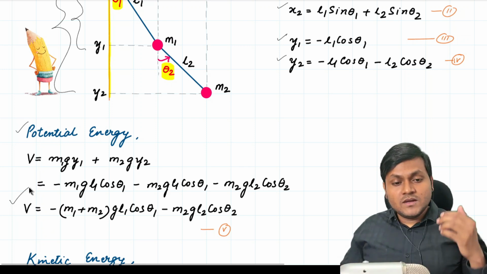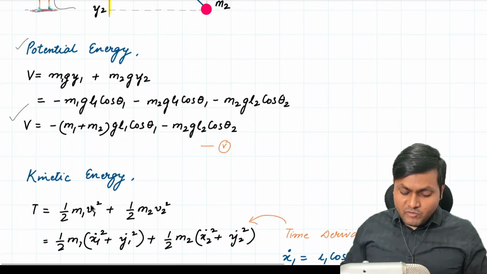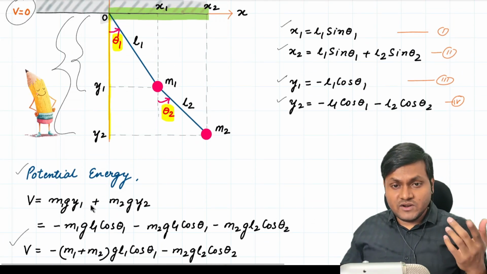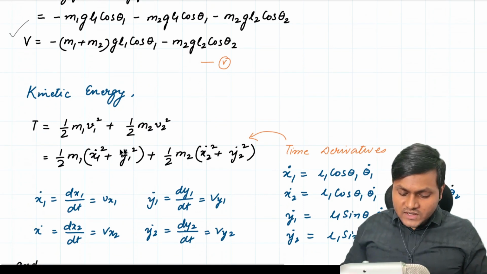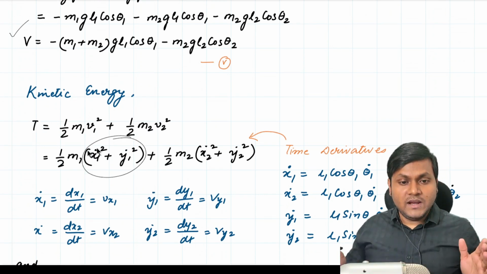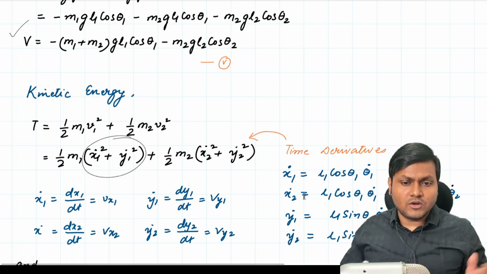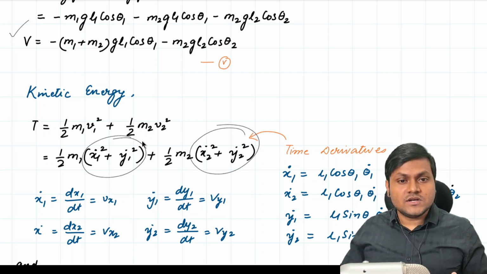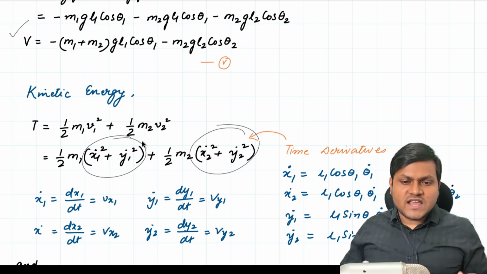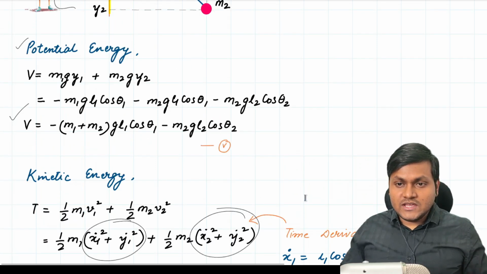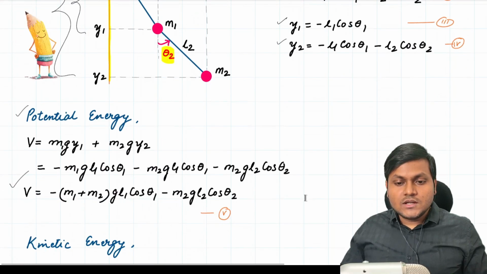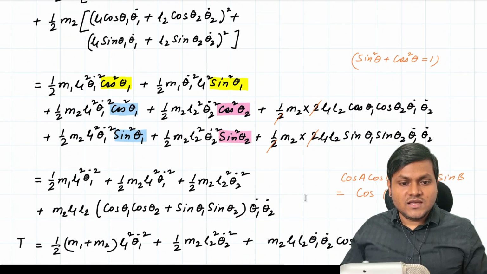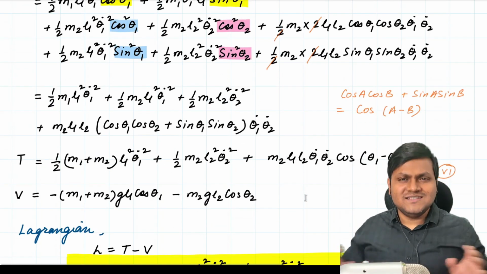Quite simple, right? The kinetic energy is just half m1 v1 square, the velocity of the first mass, and half m2 v2 square, which is the velocity of the second mass. The velocity of the first mass, if the mass is restricted to a plane, is just x1 dot square plus y1 dot square, and the velocity of the second mass, if the system is restricted to a plane, is just x2 dot square plus y2 dot square. I used these transformation equations to substitute these quantities here to obtain the final expression for the kinetic energy, which I have already done in my previous video.